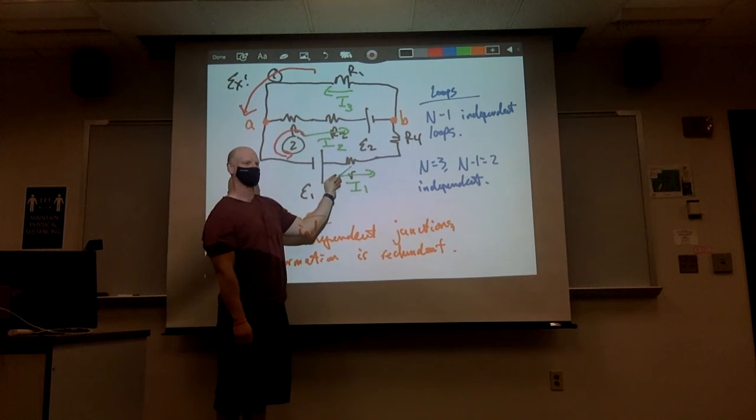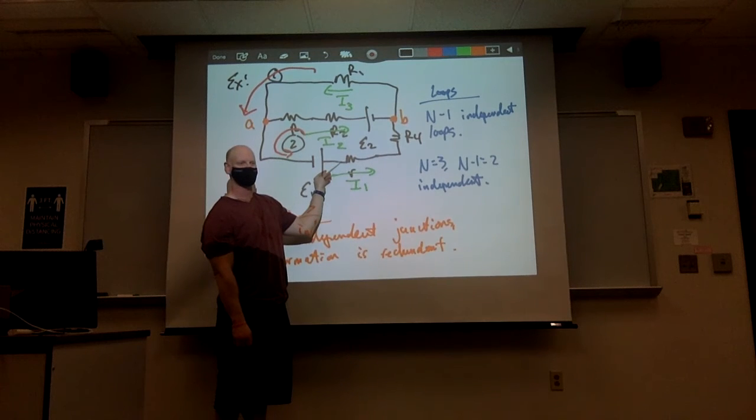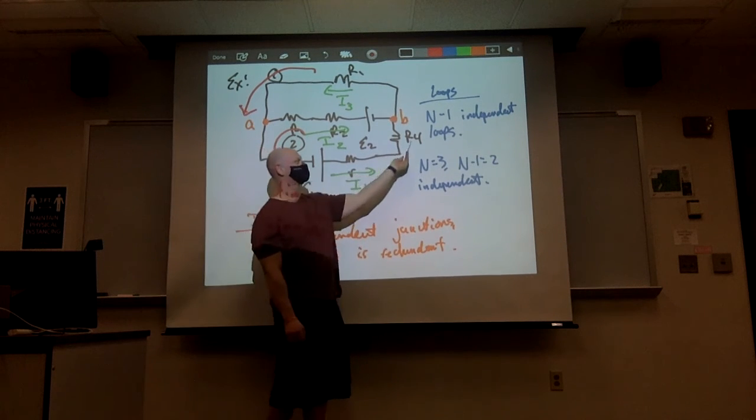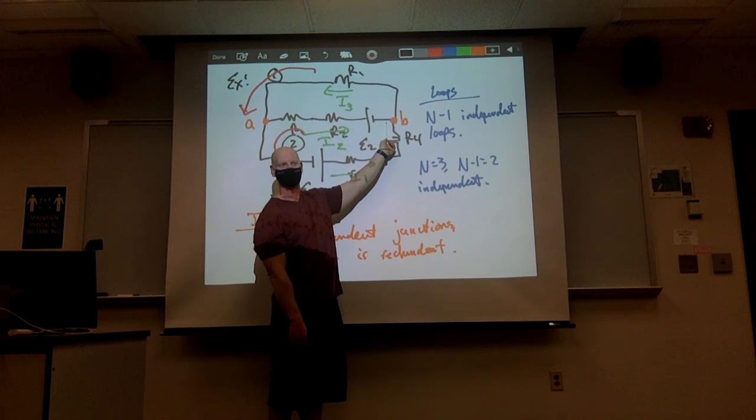Positive. Next thing I run into is the current through r. I'm going in the same direction as the current. So is that positive or negative? Negative. Next thing I run into is R4. I'm going to go across R4 in the same direction as the current. So is that positive or negative?